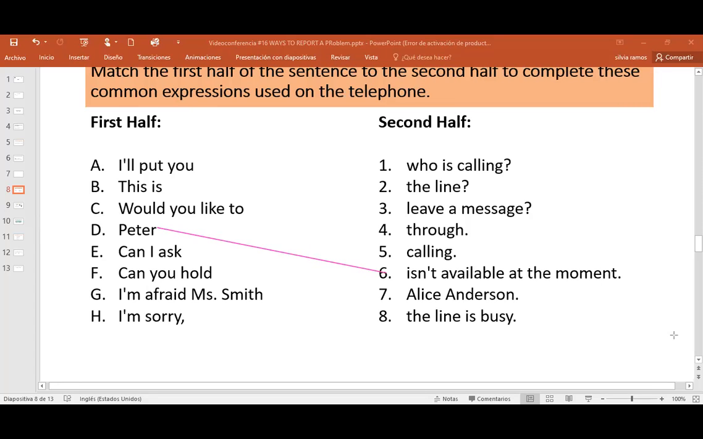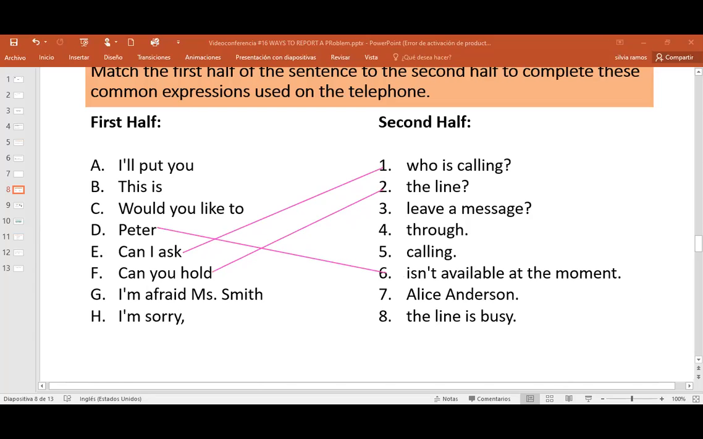Let's make the questions. Hagamos las preguntas para que nos salga más fácil. Can I ask who is calling? Exactly. Very good, Sandrita. Very good. What's another one? Can you hold the line? Very good.